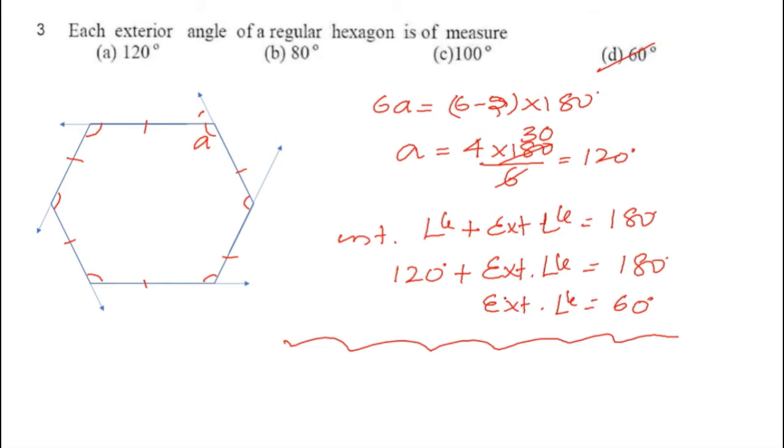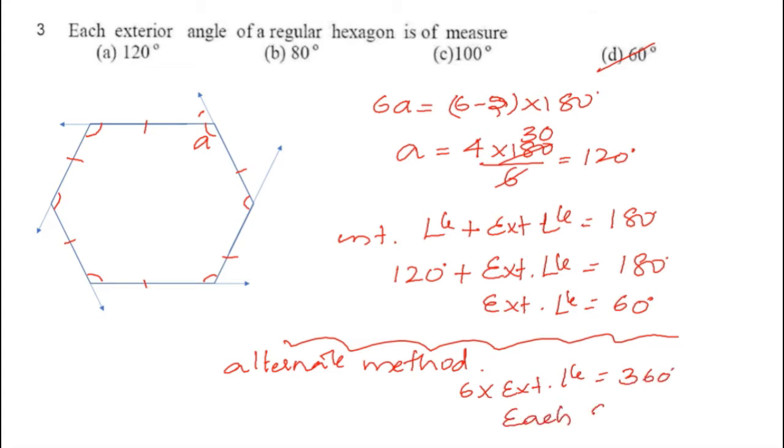And another method, a very simple method, the alternate method is, in any polygon, the sum of the exterior angles is always 360 degrees. So 6 times the exterior angle is 360. So each exterior angle will be 360 divided by 6, which will be 60 degrees. So in this way also we can find the exterior angle as 60 degrees.